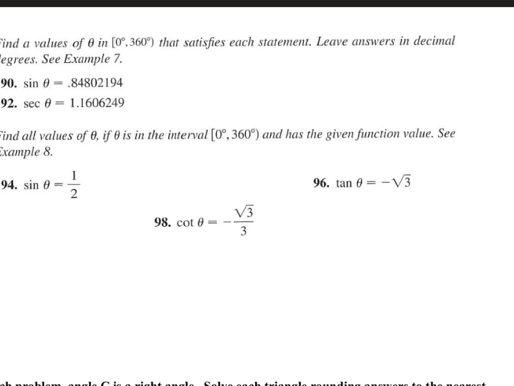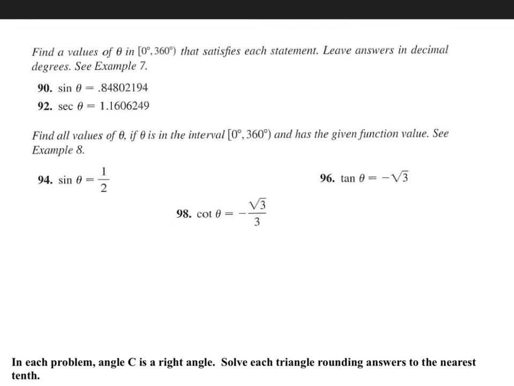Okay, page 2 starts with my inverse functions. So now this says find the values of theta from 0 to 360 that satisfies the statement. Leave the answers in decimal degree. So the first thing I'm going to do is for 90, sine inverse of this whole thing. So second sine of 0.848029194.